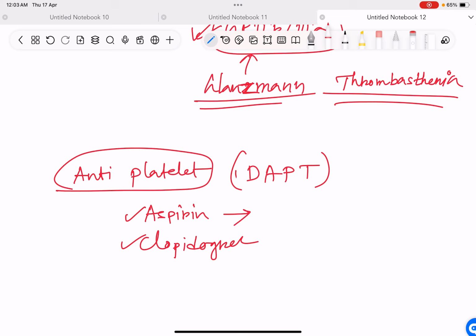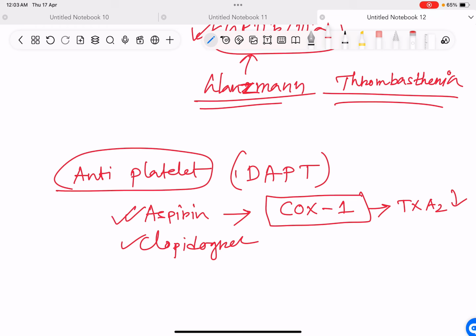So aspirin is an inhibitor of your COX-1 enzyme, cyclooxygenase 1 enzyme. This cyclooxygenase enzyme is responsible for production of thromboxane A2. So by giving aspirin, by inhibiting the cyclooxygenase 1 enzyme, we are decreasing the production of thromboxane A2. That means it will inhibit the platelet aggregation, because thromboxane A2 is mainly responsible for aggregation.